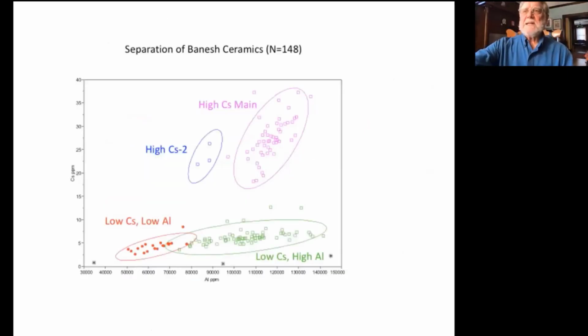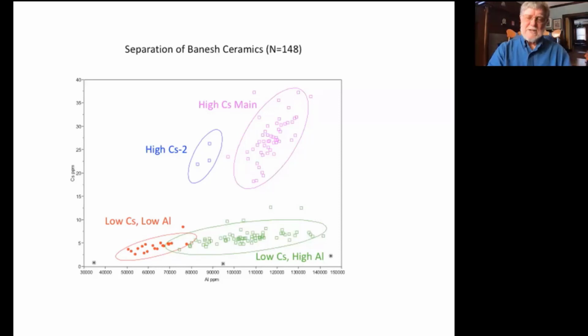If we look at the Banesh ceramics first, this is the pattern that we found statistically. There's high cesium up here, very sharp division, no overlap at all. And there's low cesium down here, which are two groups, one of which is high aluminum content, one of which is low aluminum content. Aluminum is one of the major constituents in clay, so probably two different clay sources, one with a higher proportion of aluminum in it.